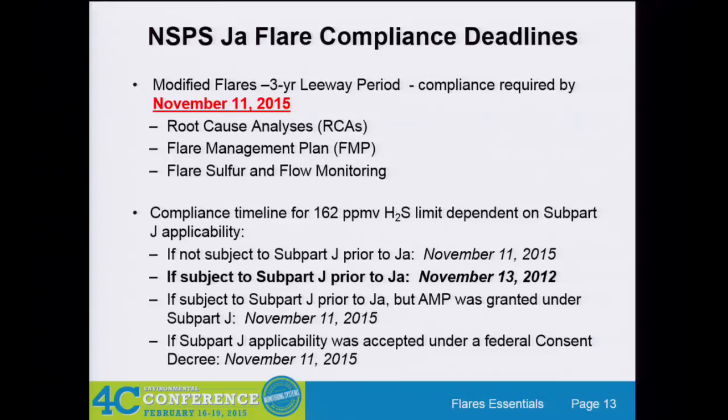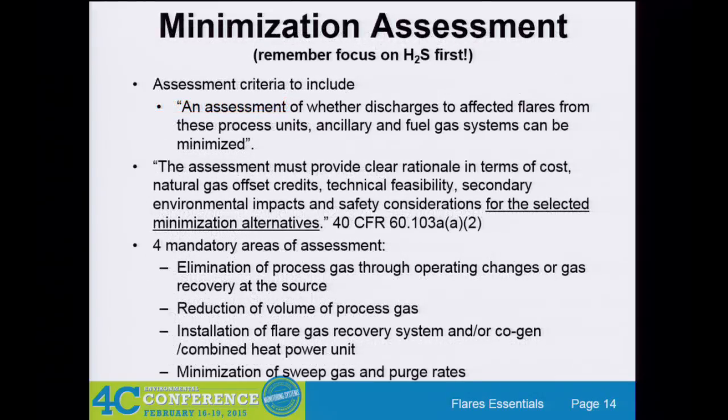Compliance deadline, we already saw this. I'll skip over that. Do your minimization. Don't wait on this. This is the time-consuming part of JA.